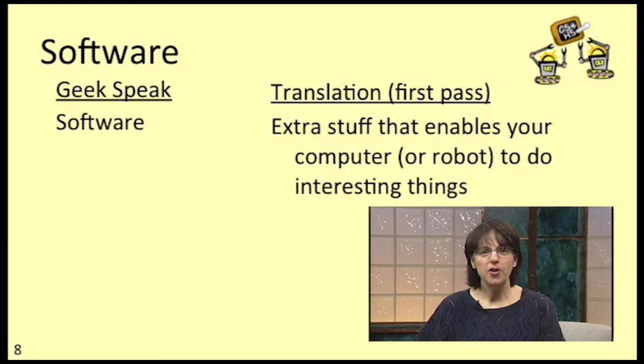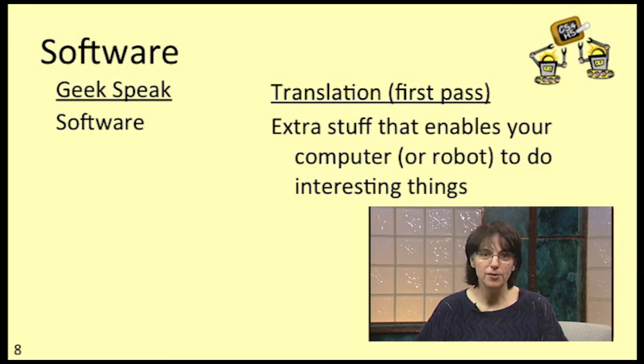I'll explain what software actually is in more detail in a minute, but let's start with the following definition. Software is the extra stuff that enables your computer or your robot to do interesting things. Without software, your computer and your robot are just very big paperweights. When you got your computer, it probably came with some built-in software. And maybe you've bought some additional software yourself. Whenever you use your computer, you're using software.